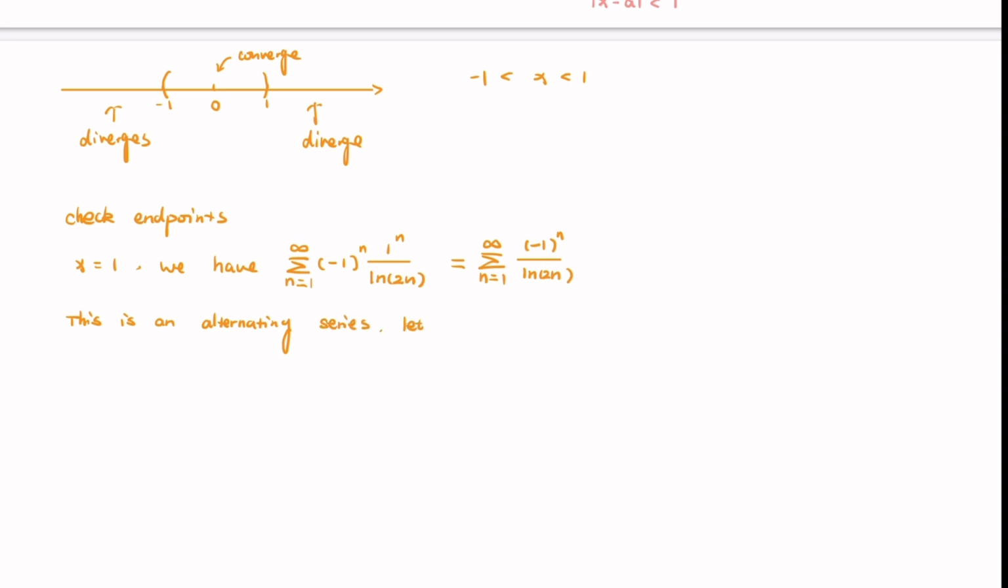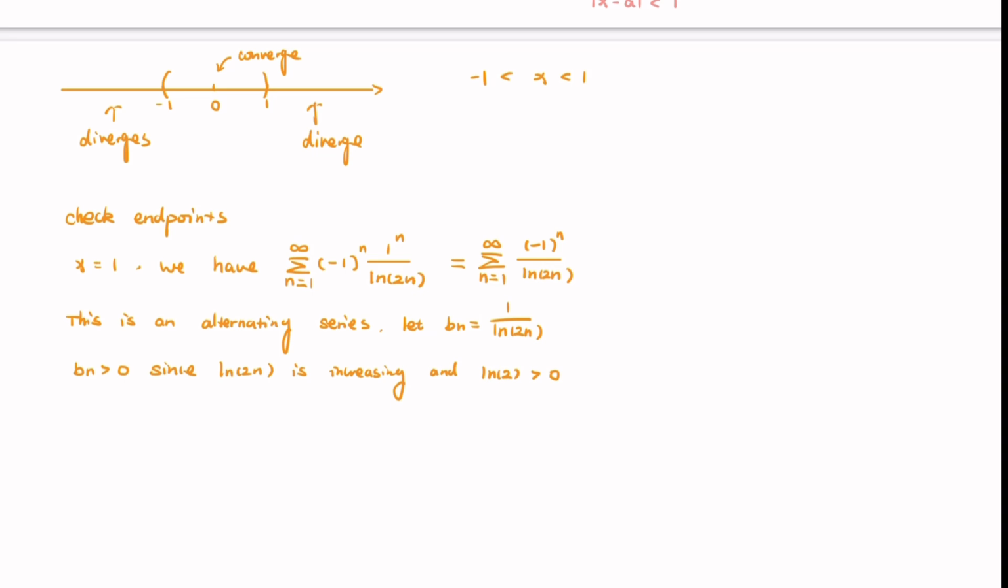So let's let b_n be 1 over ln 2n. Clearly b_n is greater than 0, because we're going from n equals 1, which is ln 2, which is greater than 0. So let's write the reason. Since ln 2n is increasing, and ln 2 is already greater than 0, the whole thing must be greater than 0.